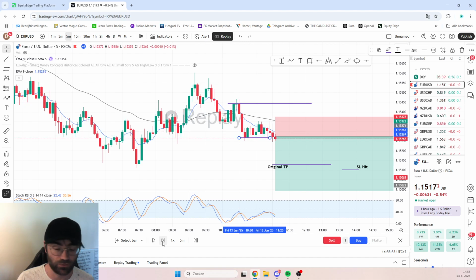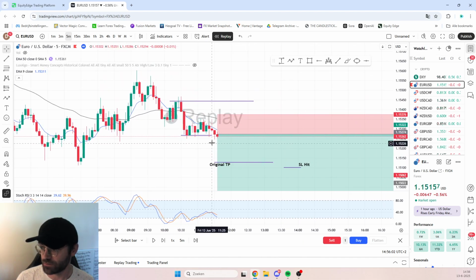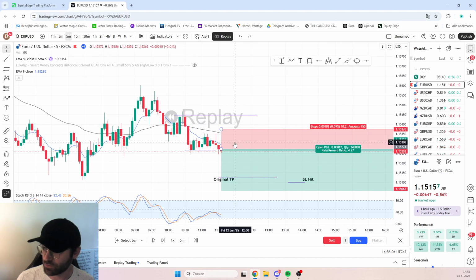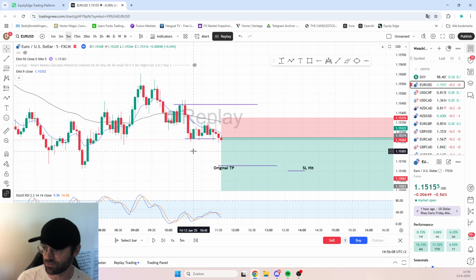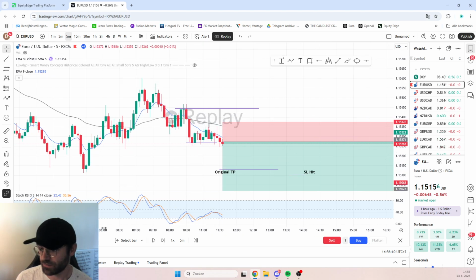It's more obvious to go for a short whenever the market structure is bearish, and it's more obvious to go for a long whenever the market structure is bullish. So I went into a short here. I had my original stop loss a little bit tighter, and I had an original TP of here. It was like a 3x.